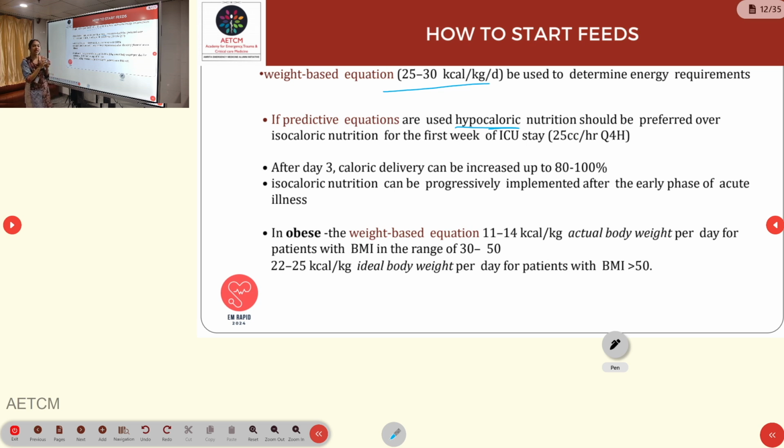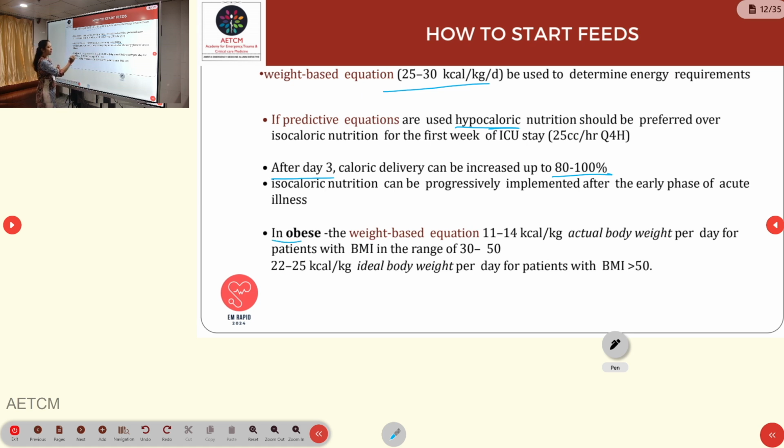Initially, if we are giving through a Ryle's tube or orally, we can give 25 ml each with a gap of 2 to 4 hours, and based on patient tolerance we will be slowly increasing. After the third day, the calorie delivery will be increased up to 80 to 100%. That means we will be going from a hypocaloric diet into an isocaloric diet. So isocaloric nutrition will be progressively implemented after the early phase of the acute illness.